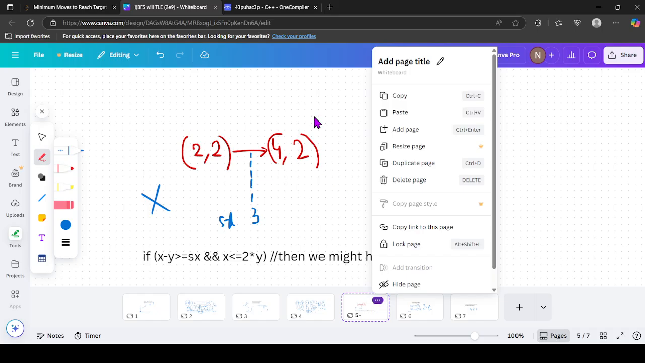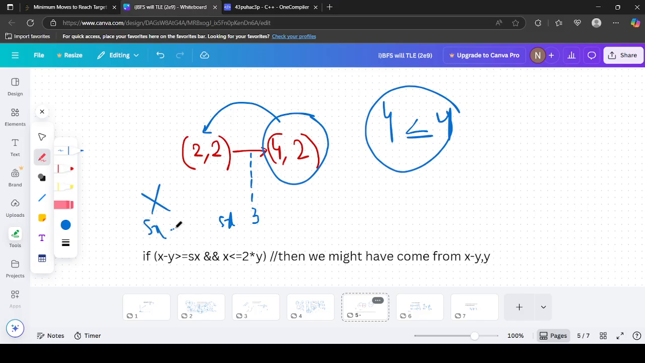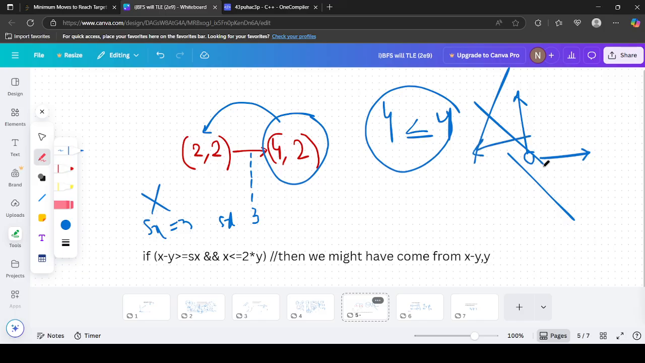No, because let's assume the point we are at is 4 comma 2. And now coming to before, is 4 less than or equal to 2 into 2? It is correct. So we might have reached from 2 comma 2, which is x minus y comma 2. But what if initial coordinate sx is equal to 3? Because from the initial coordinate, we can only go left, we can only go right, or we can only go to the top. We cannot go to any other quadrant of this.